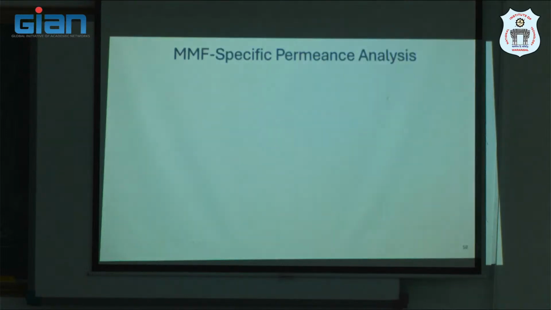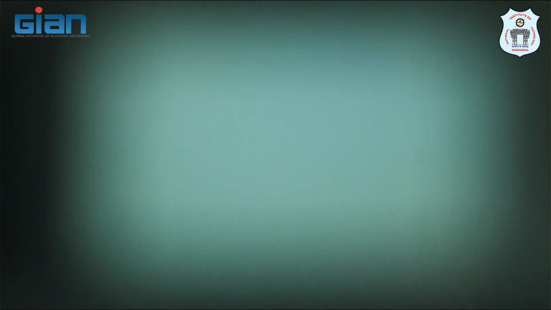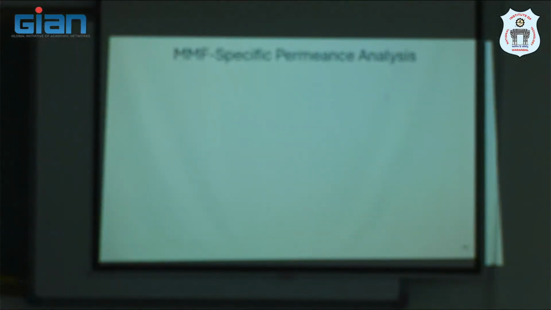So let us begin by assuming a healthy machine. So for a healthy machine, let the uniform gap between stator and rotor be G. Uniform gap between stator and rotor.